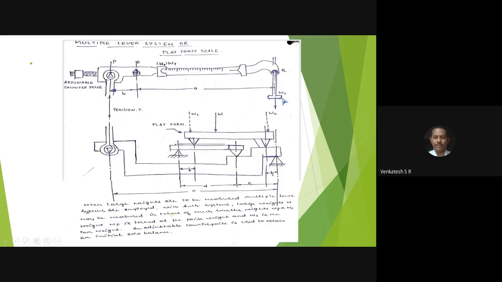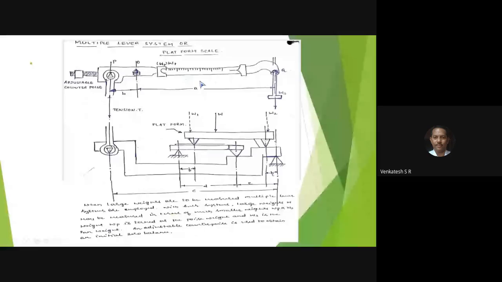That you have to keep it here. Then the moving counterpoise, you move on the graduation of the beam, that indicates 40 plus this moment, 50 plus this moment. That indicates the measurement. So in the examination, you have a simple question: explain briefly with neat sketch multiple lever system or platform scale. So for this, write this diagram and explain that.